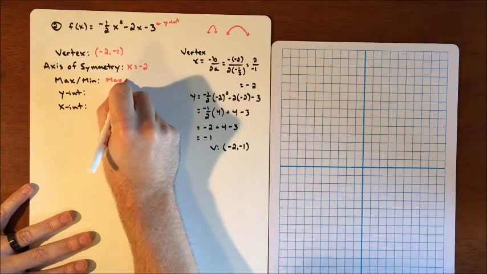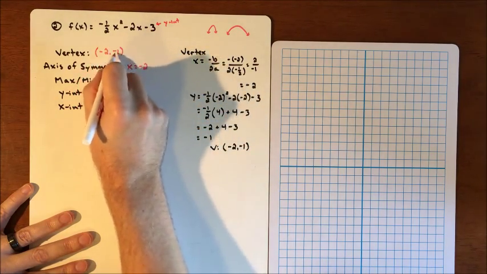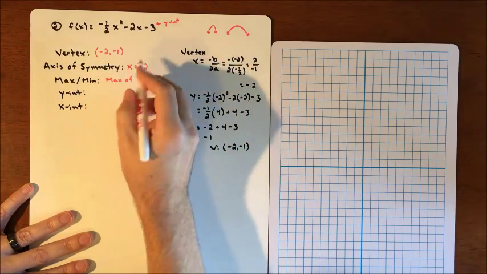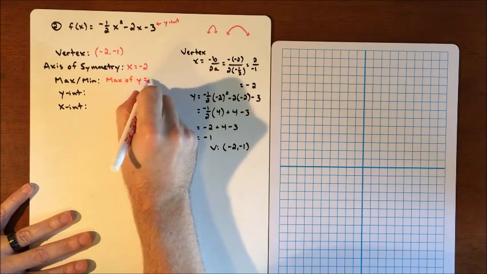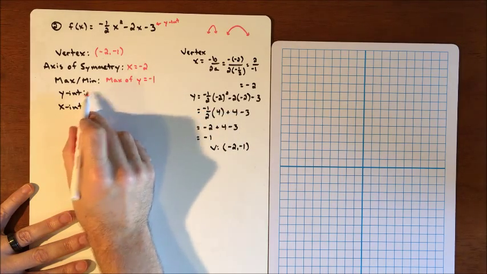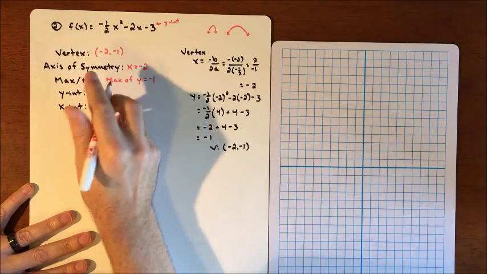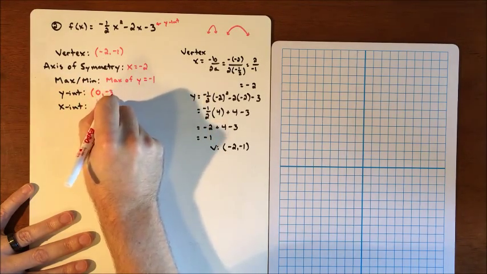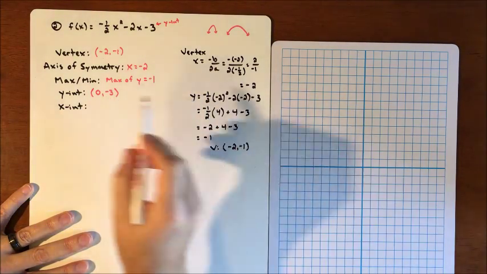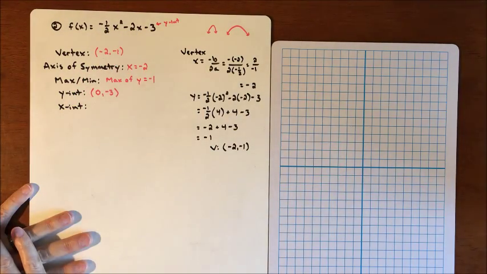And our maximum, I shouldn't have put the word "at" last time. It should have been a maximum of, our y value is negative 1. The highest y value that we're going to have, maximum of y equals negative 1. That's our highest y value. Y-intercept, again, we already know what it is. It's 0, negative 3. So that'll be a check as we graph it to make sure that it actually does what it's supposed to do. The x-intercept, I could set this equal to 0 and solve it. Let's see what the graph gives us.